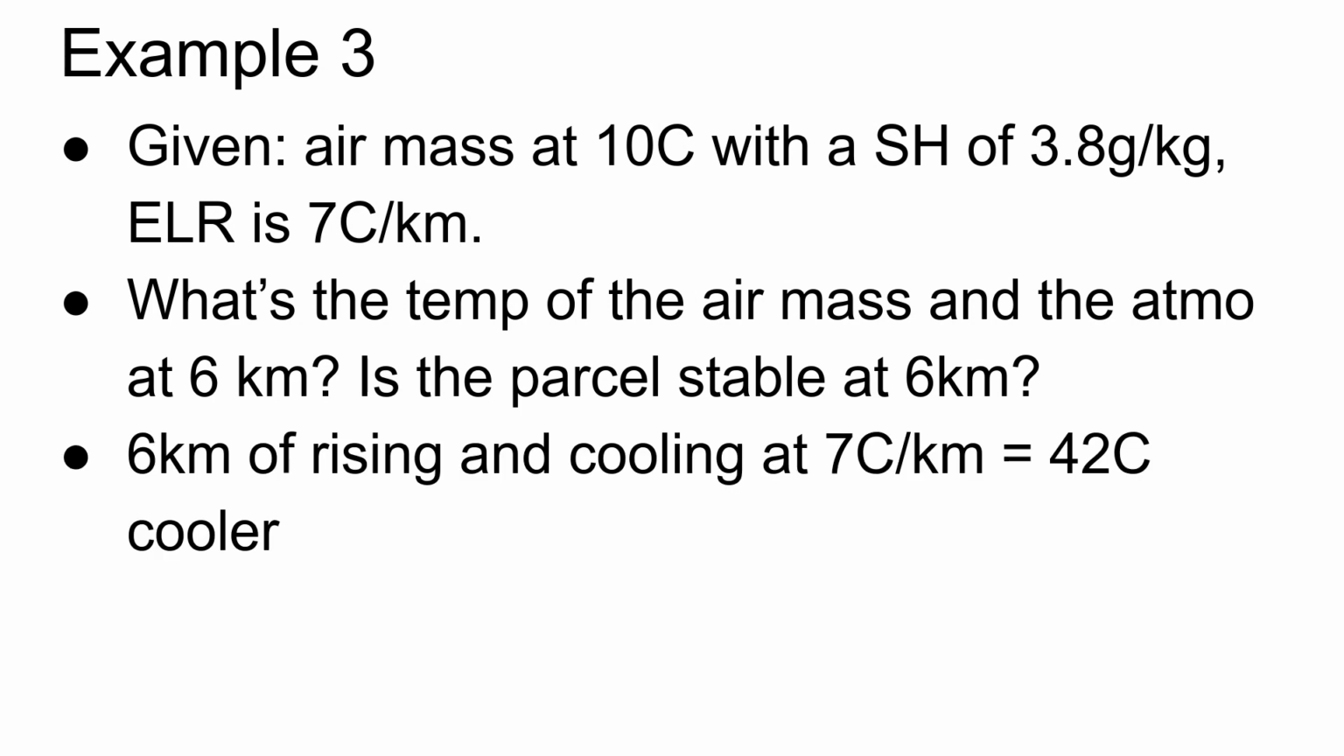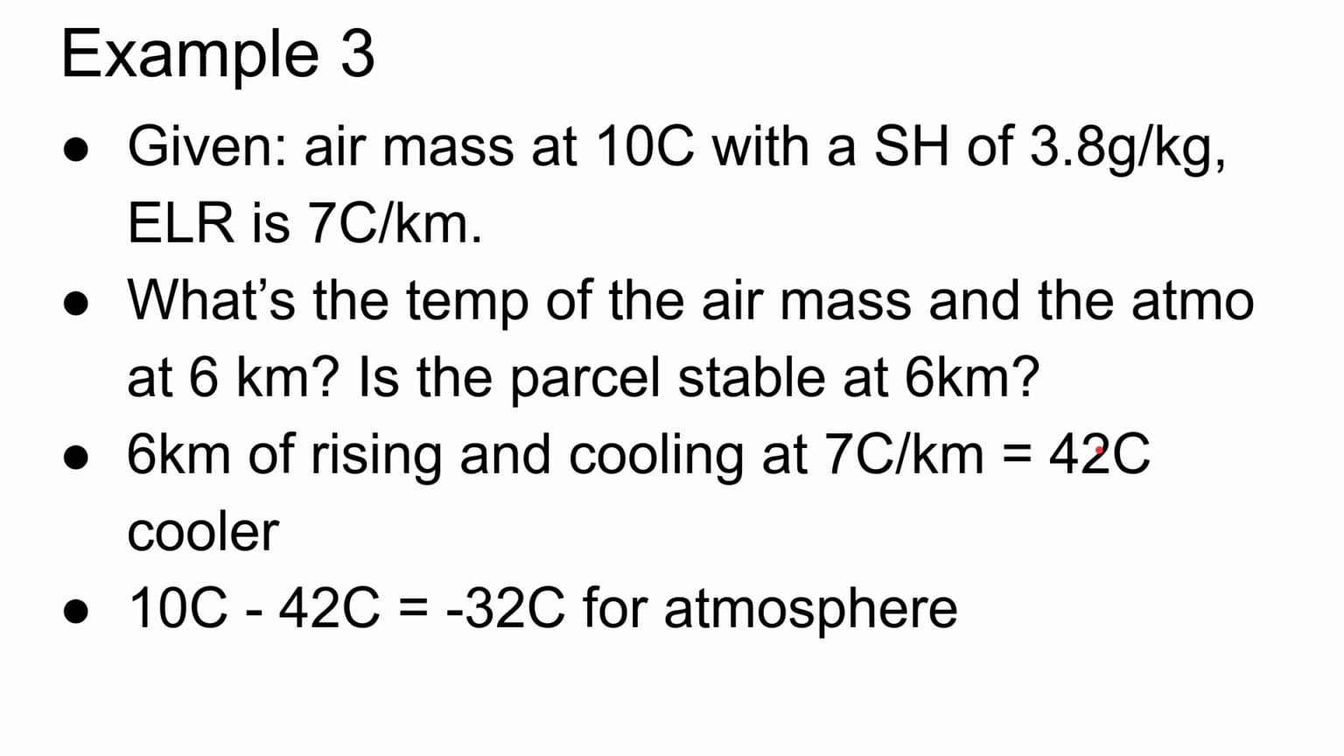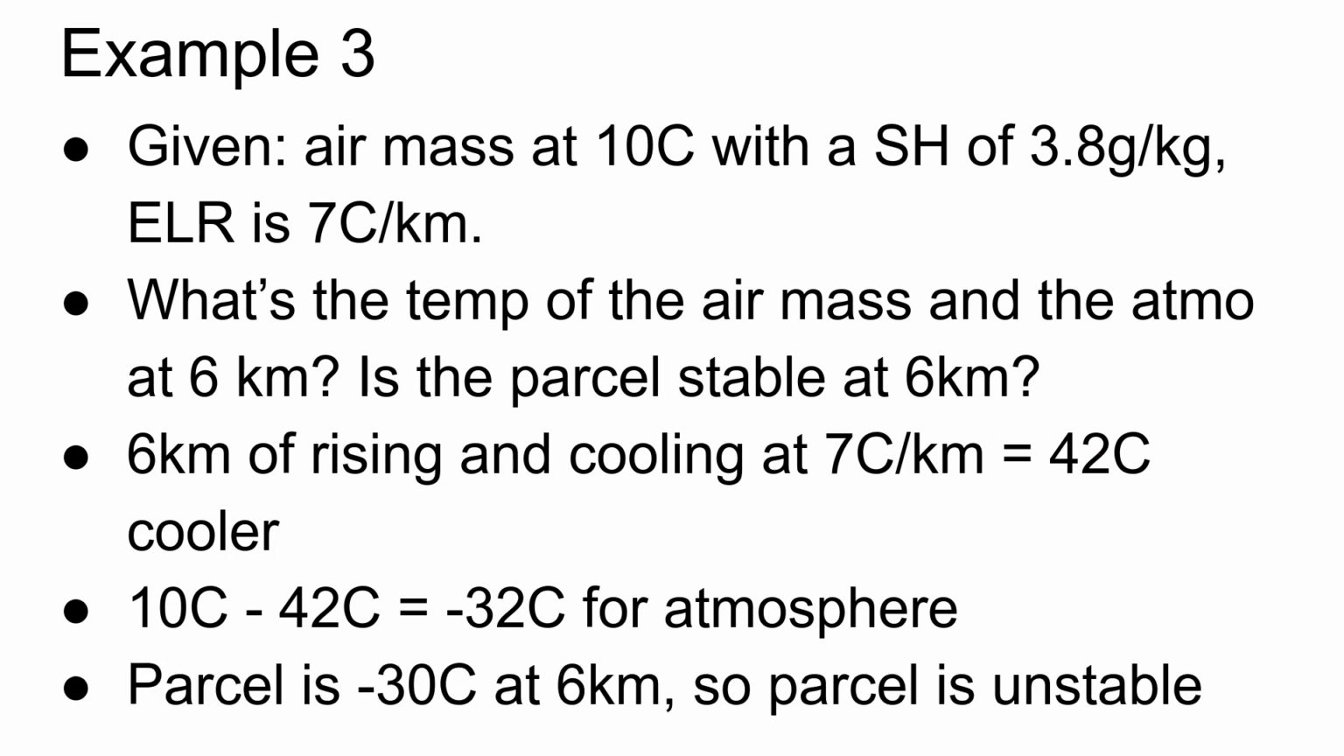6 kilometers of rising and cooling. So the temperature of the atmosphere is going to be 42 Celsius cooler, since the ELR is 7, times 6 kilometers of rising. The atmosphere is just sitting there, because this is the environmental lapse rate, remember? So it's the unmoving atmosphere. It was 10 on the ground, 10 minus 42, negative 32 for the atmosphere. The parcel is negative 30. So the parcel is unstable at 6 kilometers because negative 30 Celsius is warmer than negative 32 Celsius.